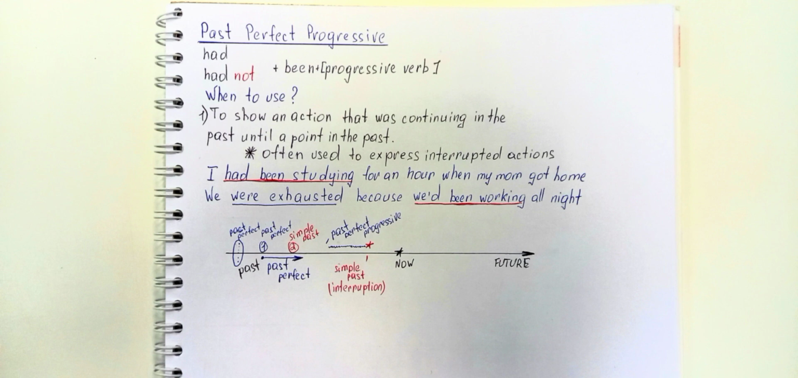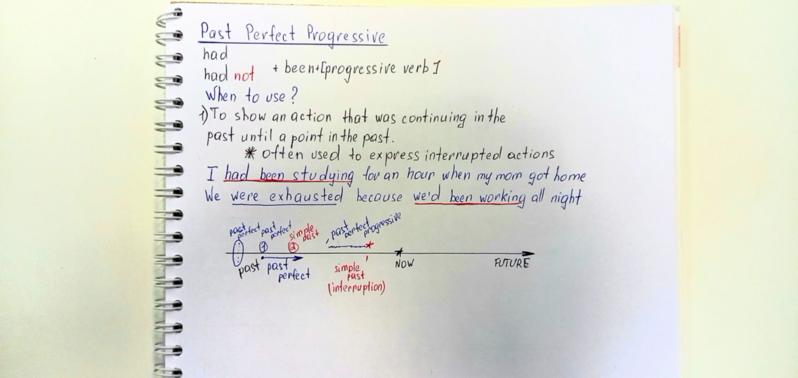Everything happens in the past. So here, had been studying is my past perfect progressive tense. This is the continuing action on my timeline here. It's in blue, my continuing action in the past. I had been studying for an hour, so this action continued for an hour, was continuing for an hour. Then the sentence says when my mom got home.